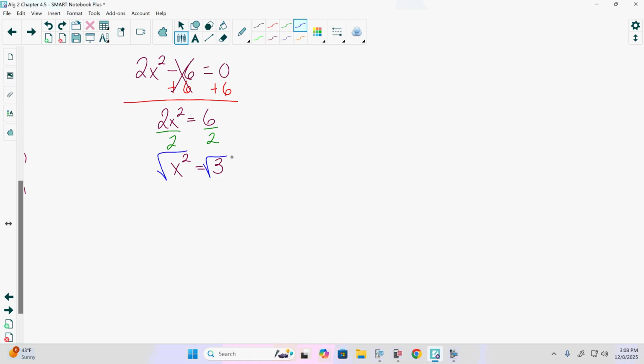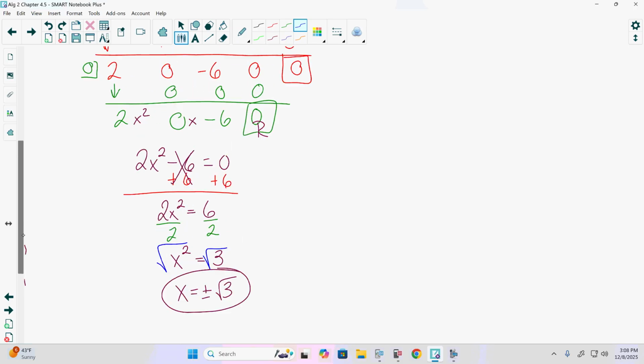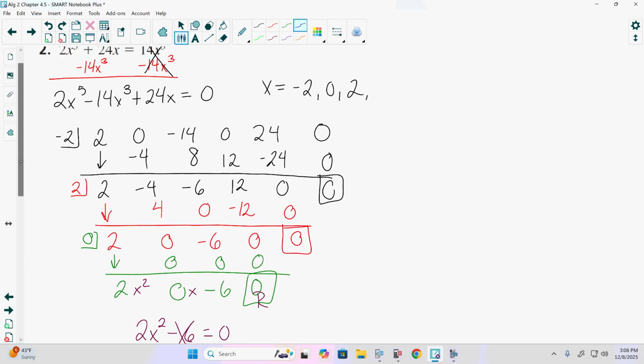Now, since x squared is by itself, we can take the square root of both sides. Our square root of x squared is x. And again, when we take the square root of both sides, we've got to put that plus or minus. Square root of 3 is? 3. Almost. Square root of 3. So the other two solutions are positive, negative square root of 3.